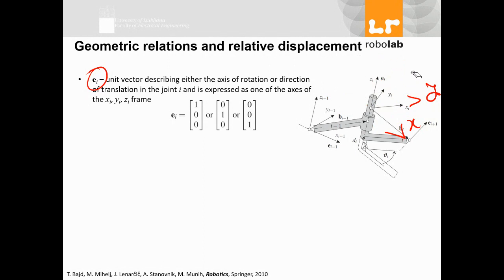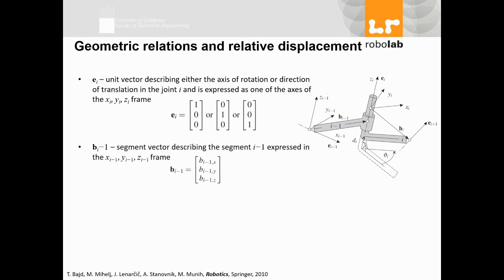Depending on which one you choose, E might get any of these values. It will be 1, 0, 0 if it's in the direction of X. It gets 0, 1, 0 if it's in the direction of Y. It gets 0, 0, 1 if it's in the direction of Z. Okay, so remember that. During examples you will see it's super easy. We are not making things complicated. We're just adding a few new notations to make it easier.